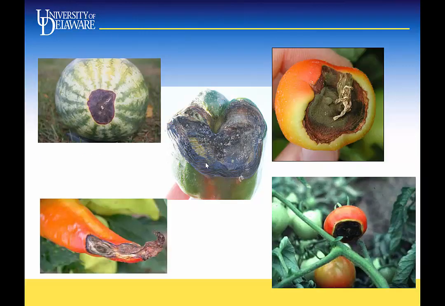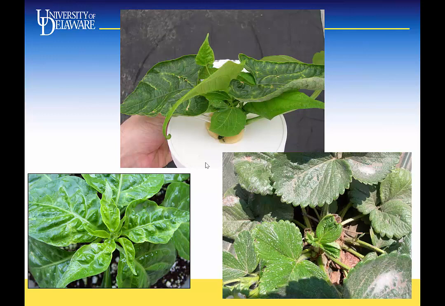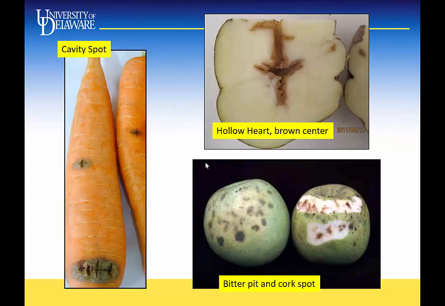So some examples of blossom end rots. You have watermelon, pepper, tomato. You can see a very common problem. And our tip burns in cabbage and spinach, lettuce, and our distorted growth. You can see it almost looks like virus, and that's in peppers, beans, strawberries. And then these internal defects in cavity spot in carrots, hollow heart, brown center in potatoes, or bitter pit and cork spot in apples.